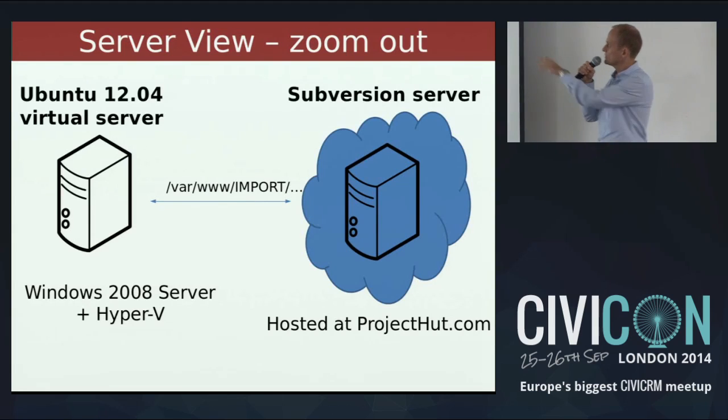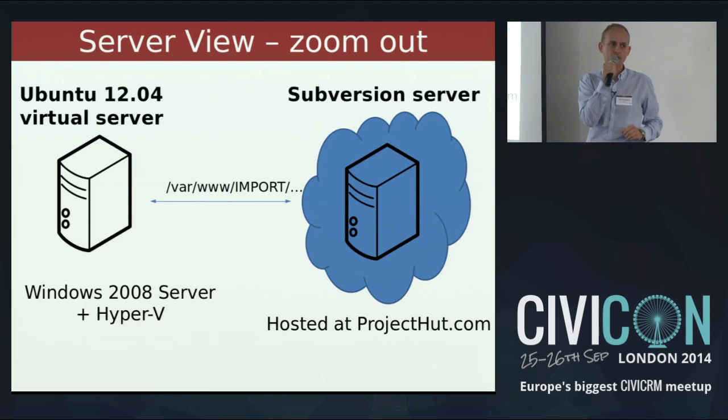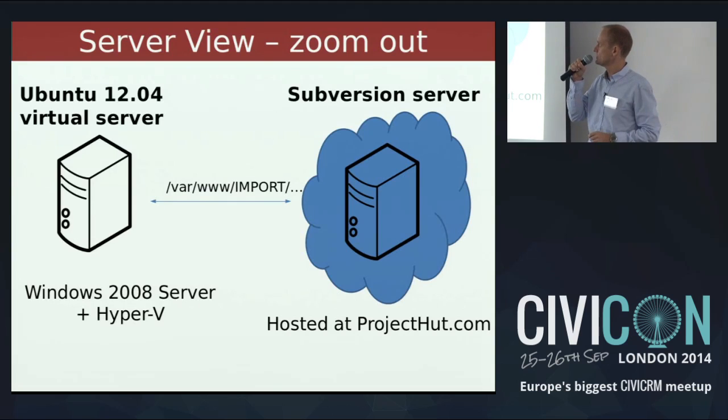So the first time we installed the Ubuntu server, we took a copy of the website, we installed CiviCRM. We did some manual changes of settings like the language, currency, and things like that. And then we took a snapshot of that virtual server, and that was our clean install.